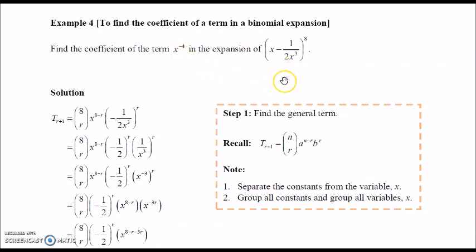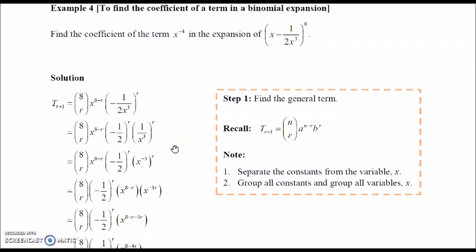Okay, so we're going to make use of our general term formula. So this is my a, my b, and my n. So I'm going to substitute my a, b, and n into my general term formula. Okay, so remember the rule is to always separate the constants from the variables x. Okay, so in this case, now because in this term there isn't a constant, it is actually 1. So we'll just do the splitting over this term here.